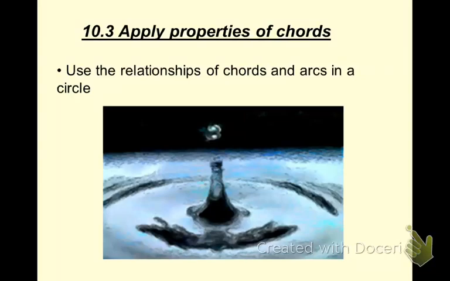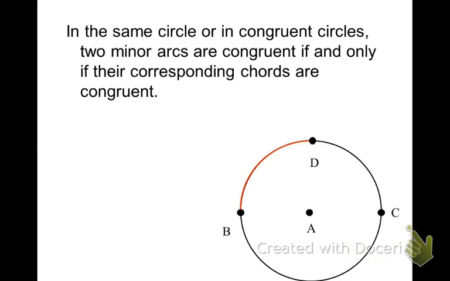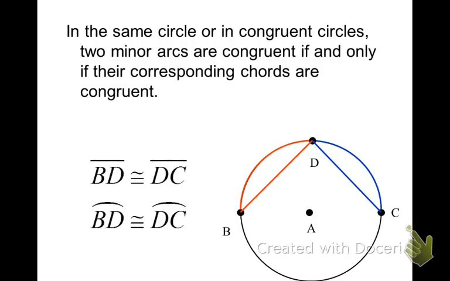So section 10.3 is on chords. We're going to talk about all the properties of chords and arcs in a circle. So right off the bat, if you have two chords in the same circle and the chords are congruent, then the arcs are congruent, and it works both ways. If chord BD is congruent to chord DC, then arc BD is going to be congruent to arc DC. I like to say equal chords strike equal arcs.